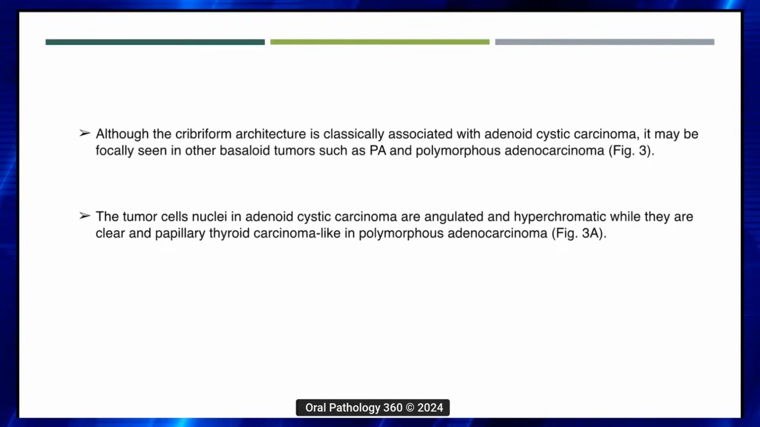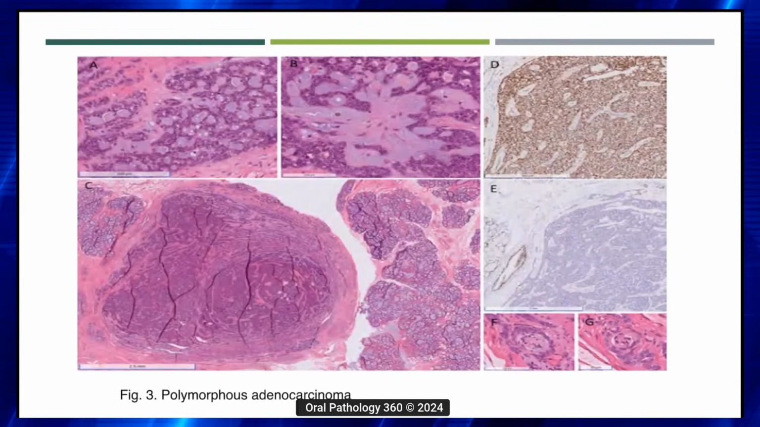And in figure 3A, the tumor cells in polymorphous adenocarcinoma have clear, papillary thyroid carcinoma-like nuclei, contrasting with the angulated and hyperchromatic nuclei seen in adenoid cystic carcinoma. And figure 3 reveals polymorphous adenocarcinoma, as you see in picture A, in limited specimens. The cribriform architecture associated with matrix may lead to an erroneous diagnosis of adenoid cystic carcinoma. Additionally, in picture B, focal areas may have overlapping features with pleomorphic adenoma.